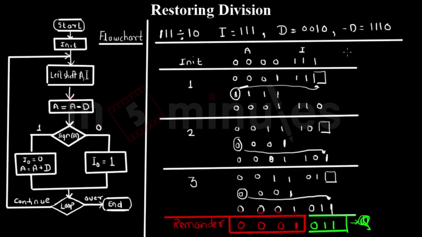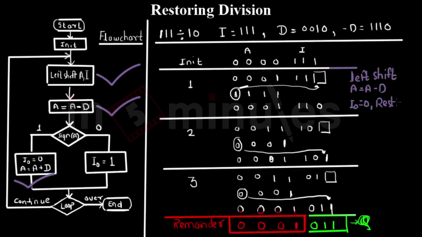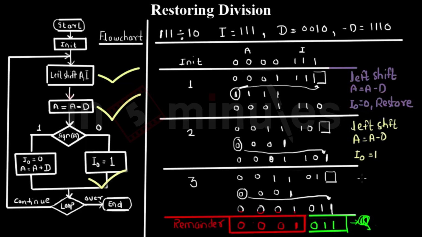Let's quickly go through the operations performed again. We perform here a left shift. Okay. Then we performed A equals A minus D. Then here we set I0 equal to 0 and we perform the restore operation. Here again we perform left shift. Again the subtraction. Here we set I0 equal to 1, no restoring.